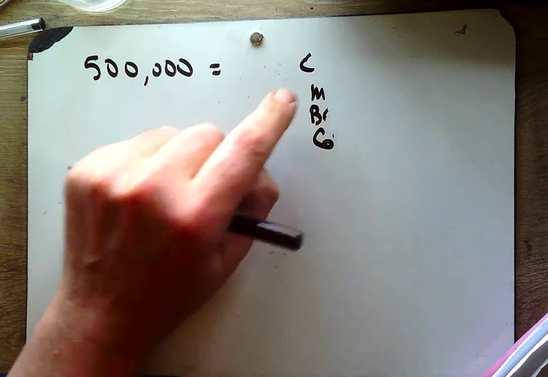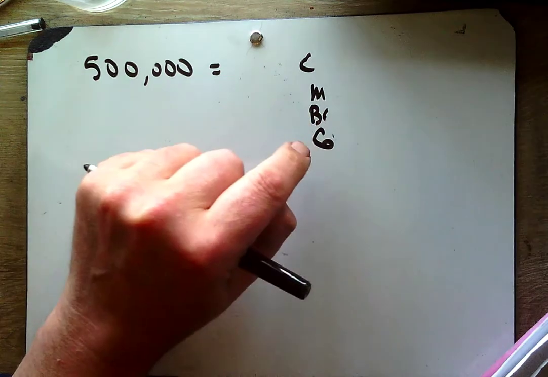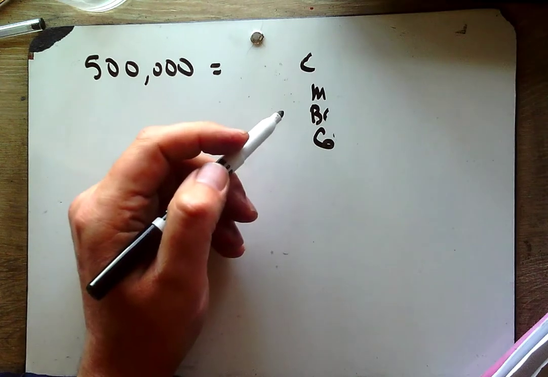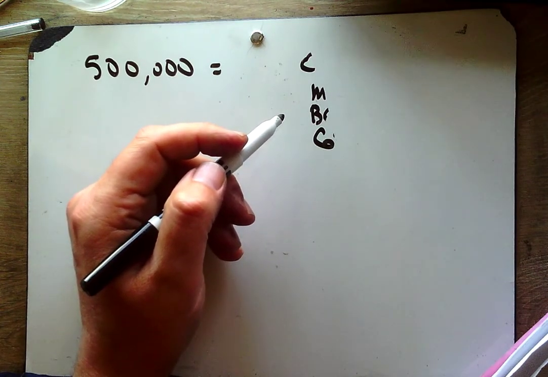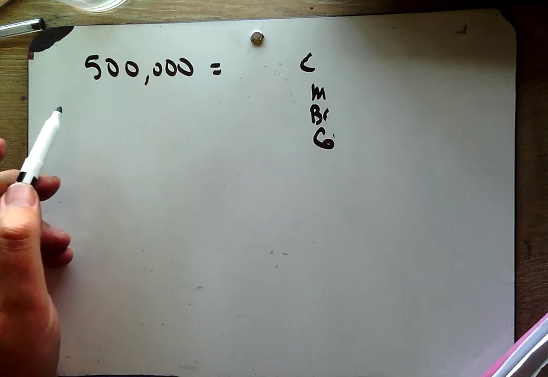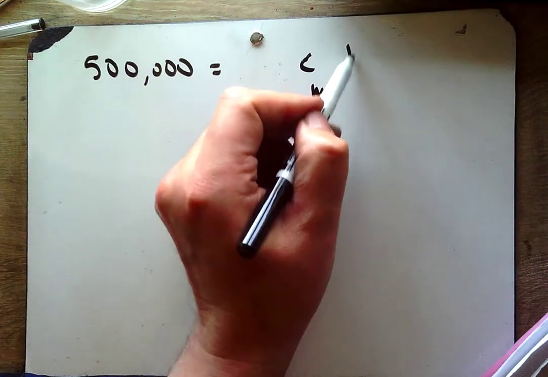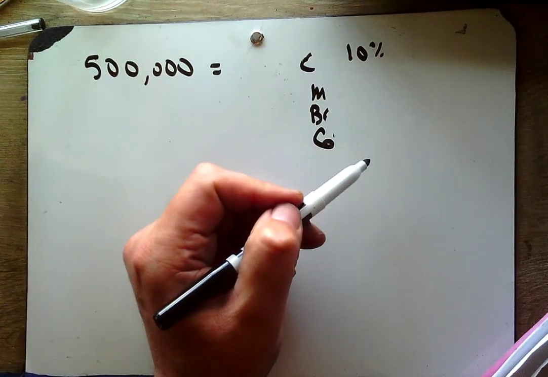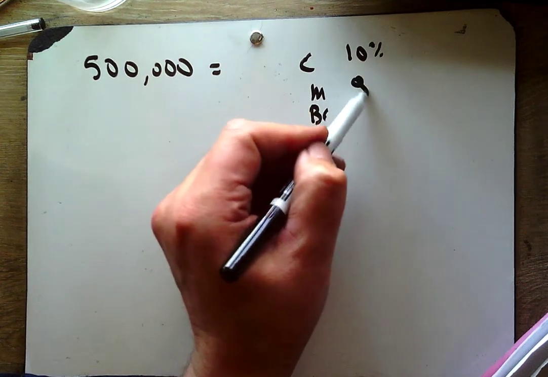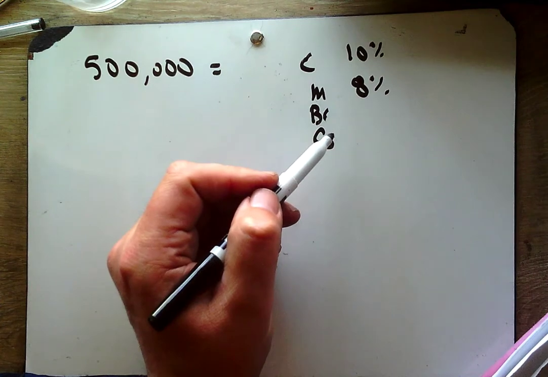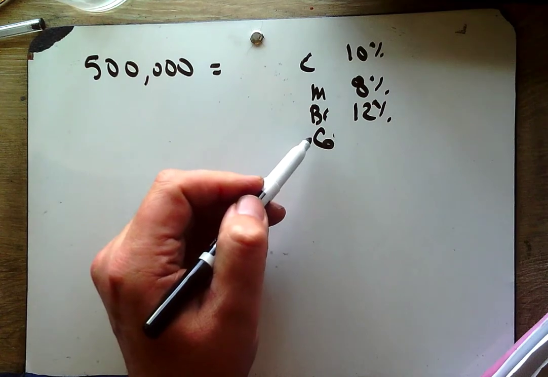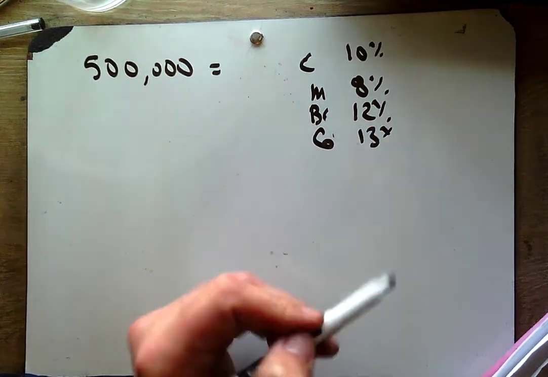M was municipal bonds, B was blue chip stocks, and G was growth stocks. And then it goes on to say how much is invested in each type of investment. We're told in our question that certificates of deposit pay 10%, which is truly amazing, and you can't find that on this planet these days. The municipal bonds pay 8%. Blue chip stocks generally return 12%, and growth stocks 13%.